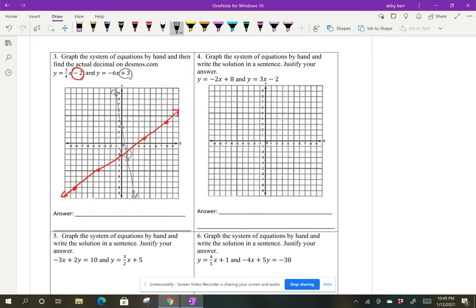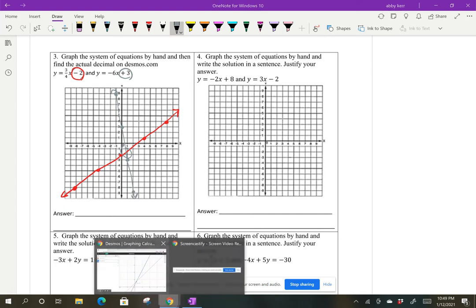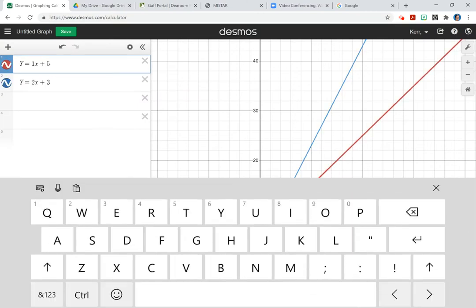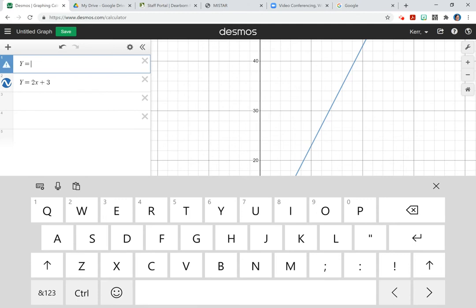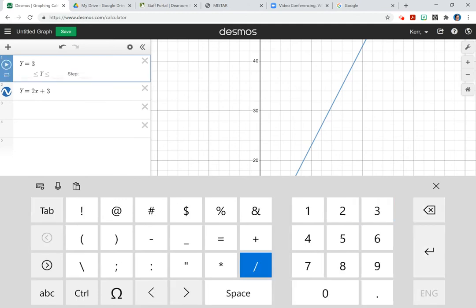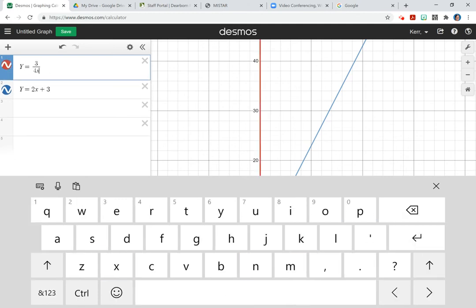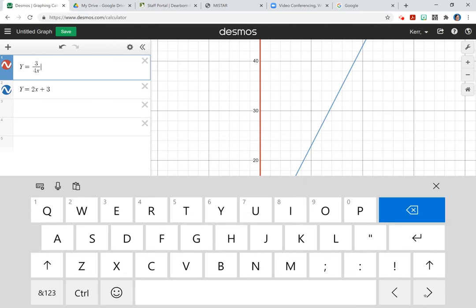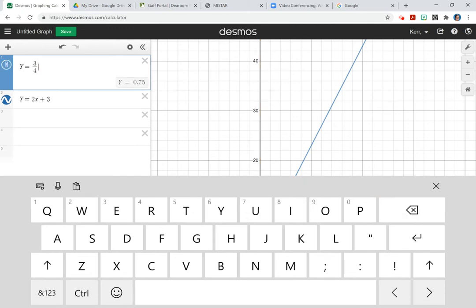Now notice they do not intersect at an integer. So once again, you're going to want to use Desmos. So y equals 3 divided by 4x minus 2. Notice how my x is on the bottom. Got to be very careful. You don't want that. It's going to get you a nonlinear line. So just bring it to the side.